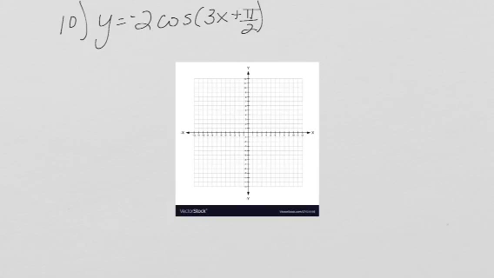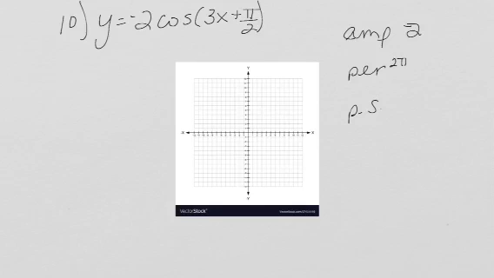Problem 10 is asking me to find the amplitude, period, and phase shift of the function and graph it. My amplitude is the number out in front, so 2. We can usually say that amplitude is positive though.